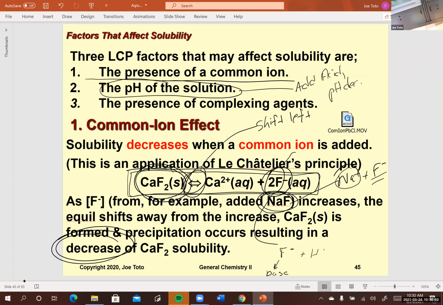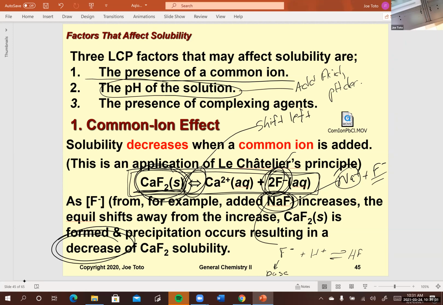So if I add an acid, this is going to form an equilibrium. It's going to form some HF, and the concentration of F minus is going to decrease. Le Chatelier's principle says the stress is not enough F minus. Which way does the reaction shift? To the right. And what happens to the solubility in that case? It increases. Yeah, so that's pretty easy.